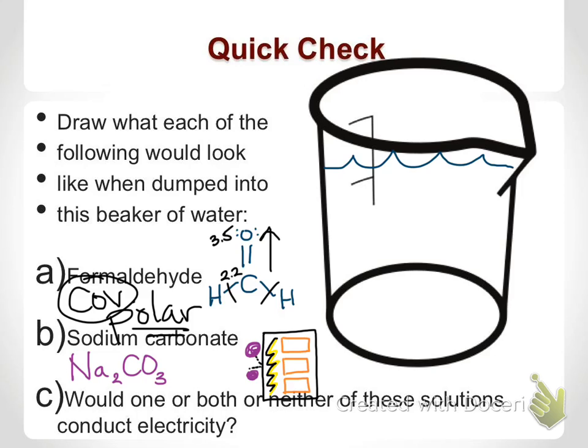But since it's covalent, it should not dissociate. So what this is going to look like in here is the intact molecule enclosed by a sphere of hydration. So intact because it's covalent and it won't dissociate, but a sphere of hydration because it's polar and it should be soluble. So that takes care of our formaldehyde.